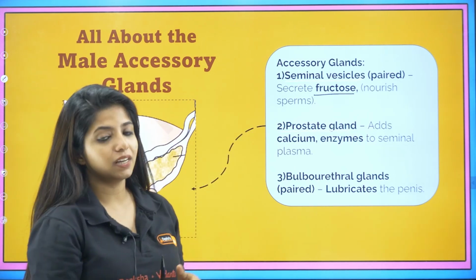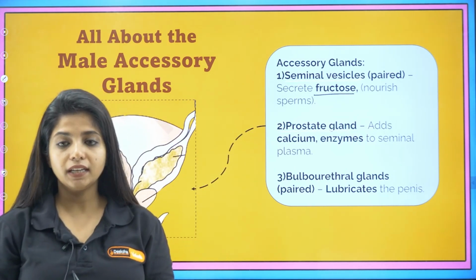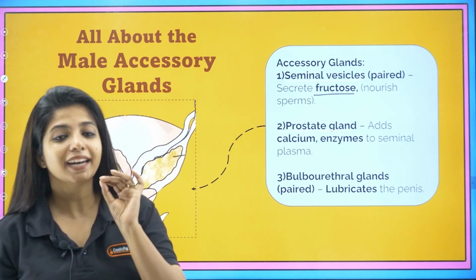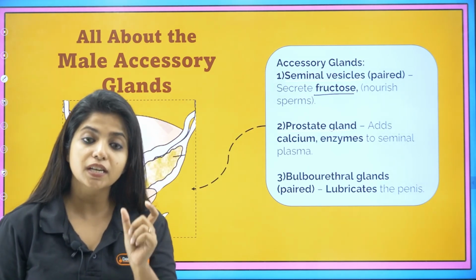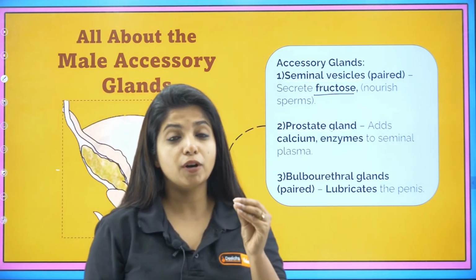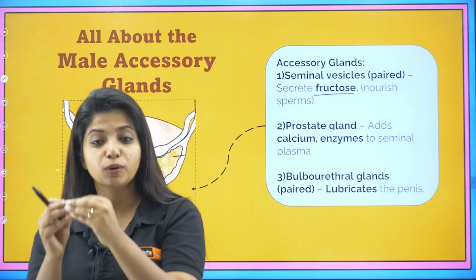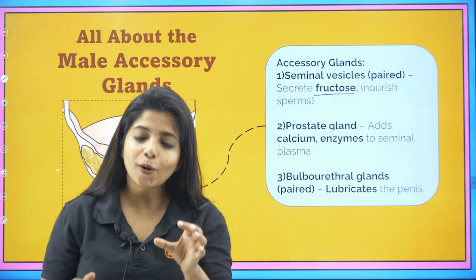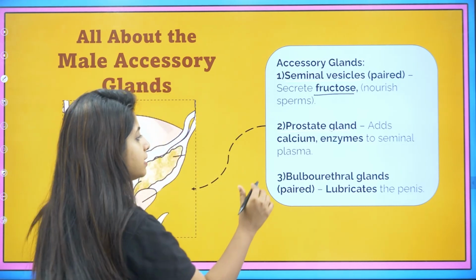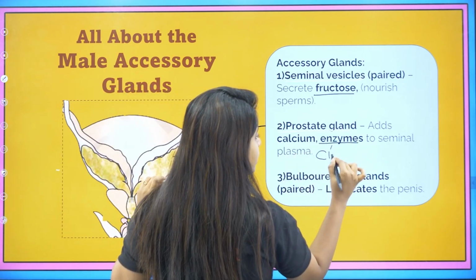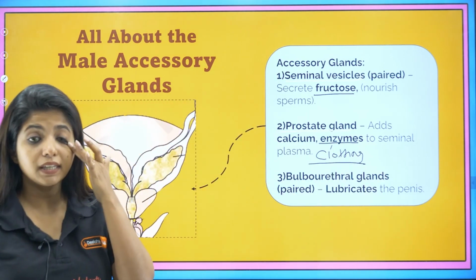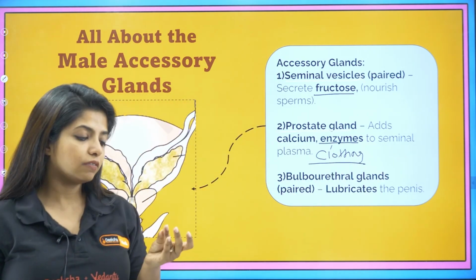Then comes the prostate. It says that the seminal vesicle gave fructose, I will be giving you calcium and enzymes. Well, this calcium that you see is very much important for the process of fertilization, for the egg and the sperm to fuse and things like that. So calcium is being provided, and also certain enzymes. You call these enzymes clotting enzymes. Well, these clotting enzymes, my dear children, are very much important.